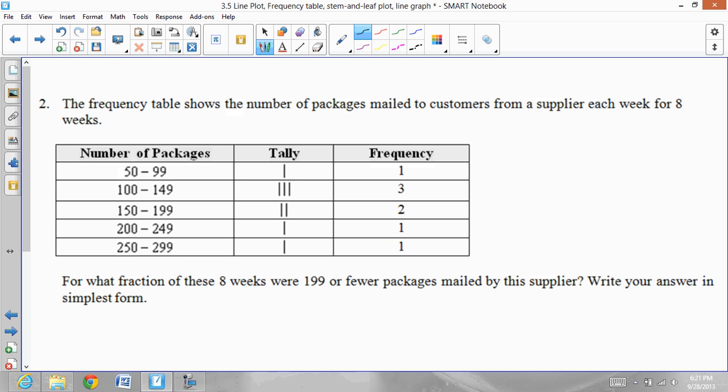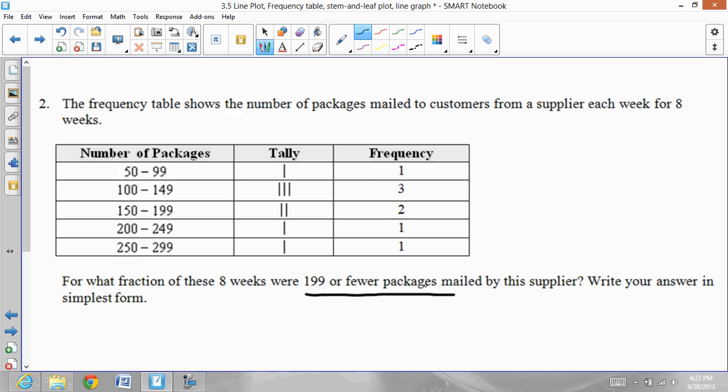Now focus on this question. This is a frequency table or a tally table, and the number of packages mailed to customers from a supplier each week for 8 weeks. So it shows the number of packages mailed to the customers from a supplier each week. So let's focus on: for what fraction of these 8 weeks were 199 or fewer packages mailed by the supplier.